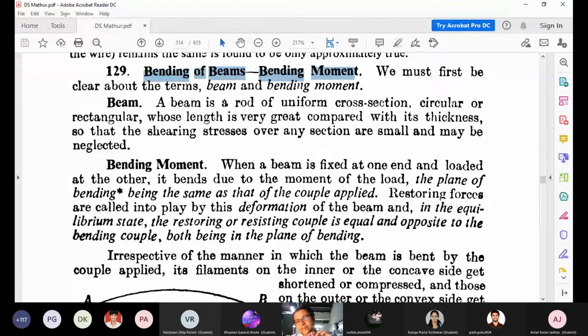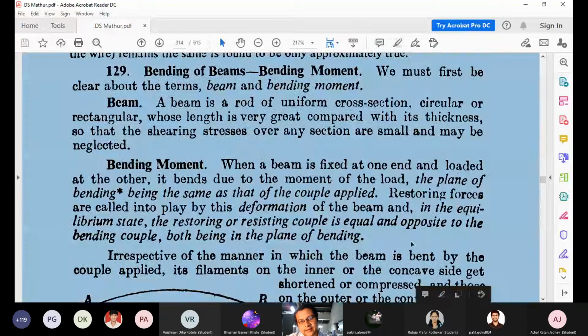So when you apply those forces, the beam bends, and you have this terminology called a bending moment. So when a beam is fixed at one end and loaded at the other, it bends due to the moment of the load. So the plane is the same. What is that bending plane? Those planes which get bent are called bending planes.